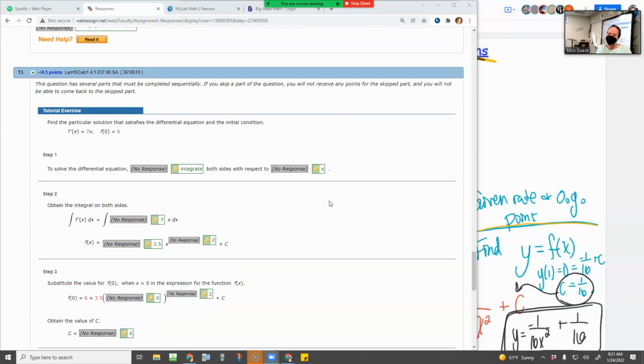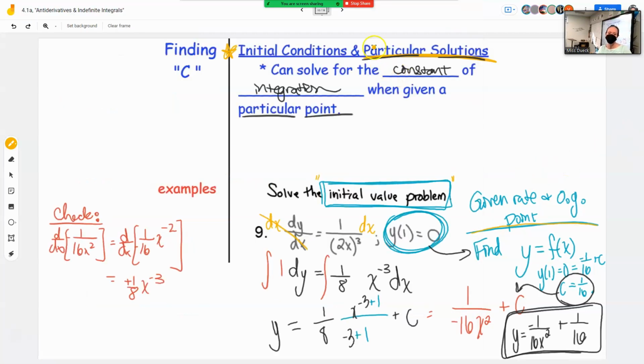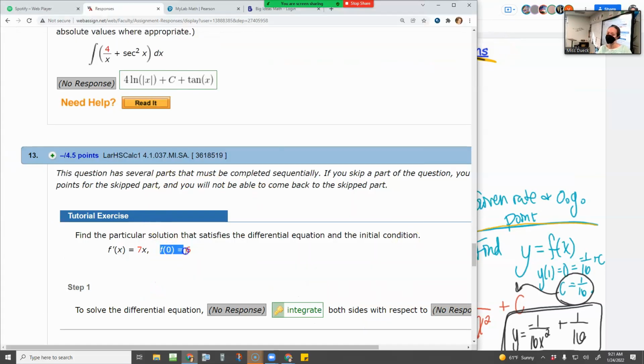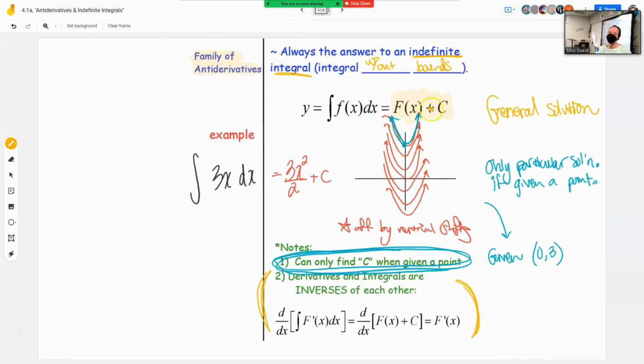Oh, hey, how is the wording different in number 13? Anybody there? How is the wording different in number 13? Find the particular... Hey, what does particular solution sound like? Did they give you a clue? You see it? No? Try it again. Particular solution. Remember, we're going to have a general plus C.